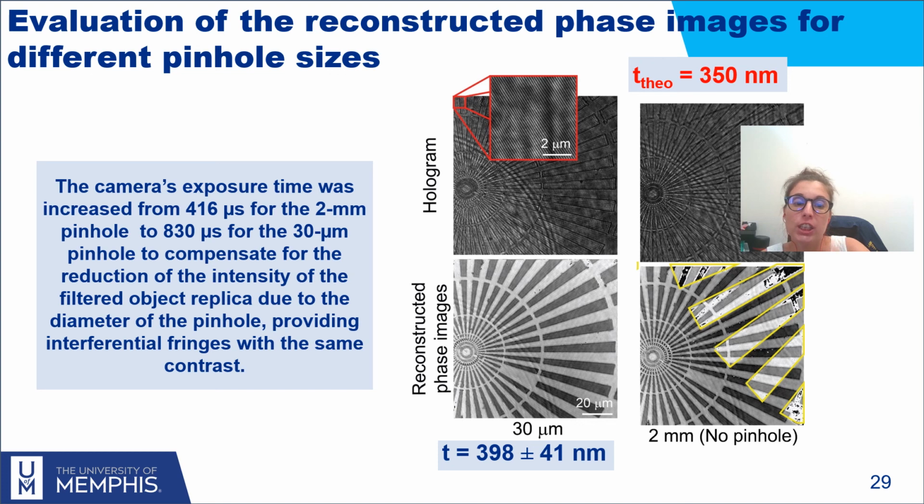We were changing the exposure time because when you keep reducing the pinhole size, there is a reduction of your intensity. Ideally, your intensity goes to the DC term. The DC is zero frequency, but that's theoretical; experimentally, that's not true. So you might slightly increase the exposure time of your camera to have fringes with the same contrast. The increase was almost double, from 2 millimeters to 30 microns, but the exposure time was still really low, around 800 microseconds, allowing us to have live imaging.